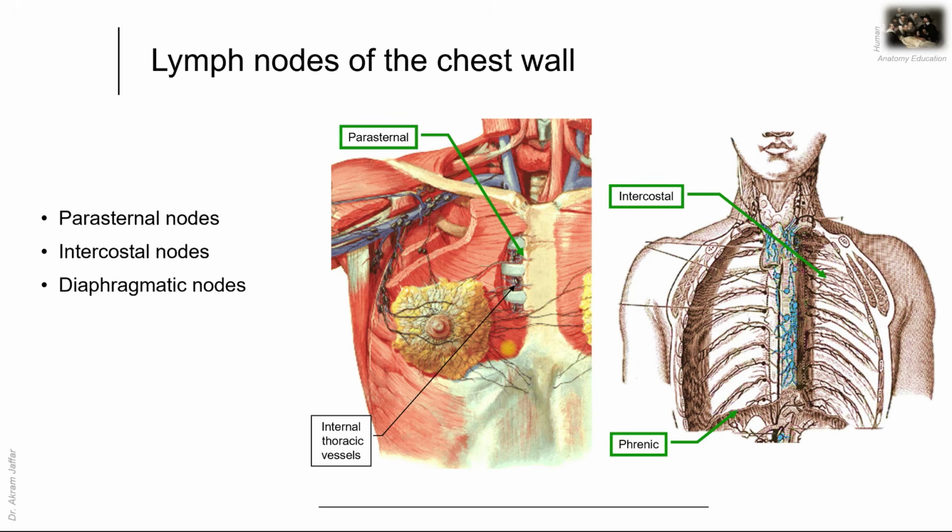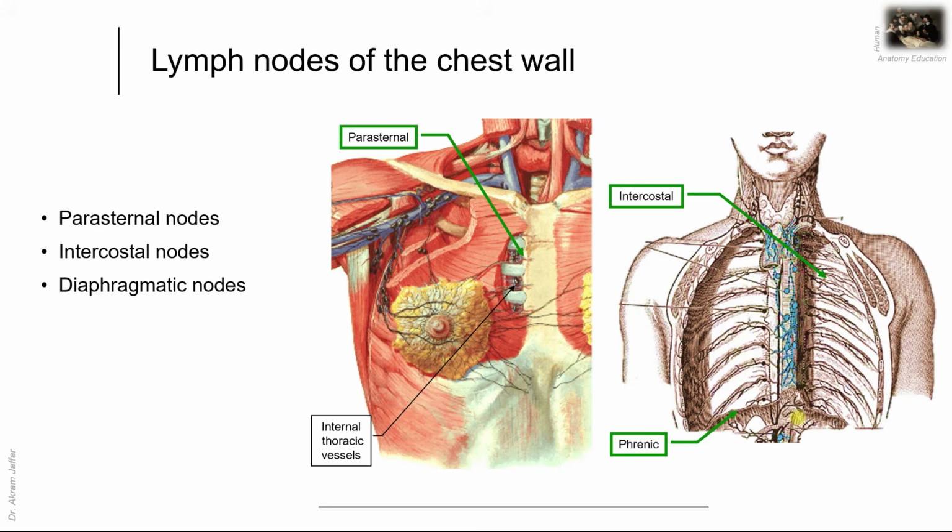The second group of lymph nodes in the chest wall are the intercostal nodes, and these are located at the posterior end of the intercostal spaces. And then the other group are called diaphragmatic nodes. They are located on the superior surface of the diaphragm.